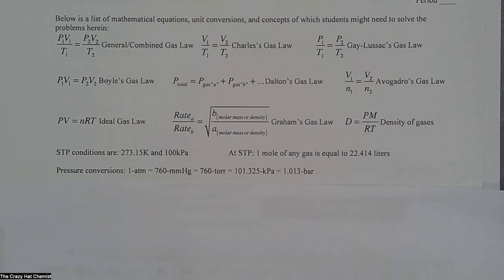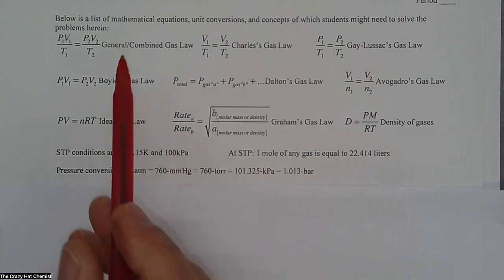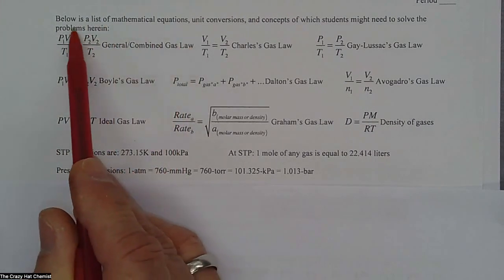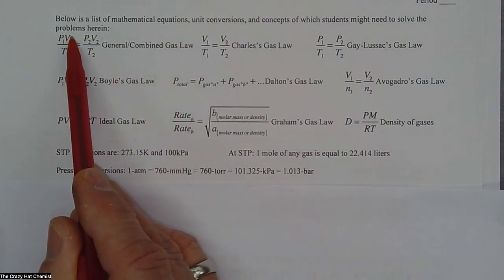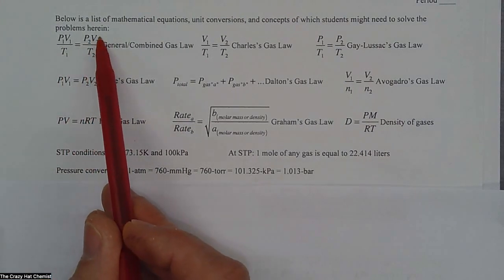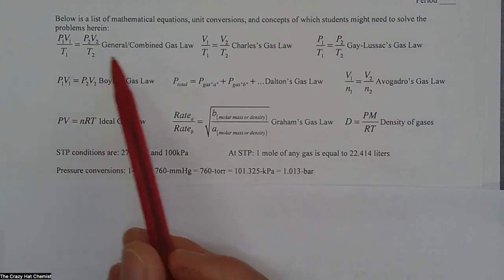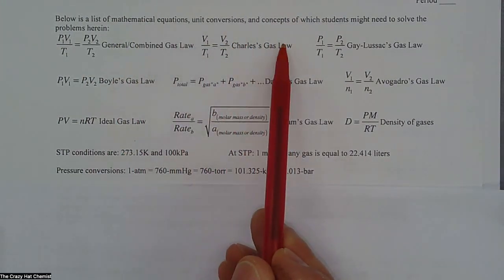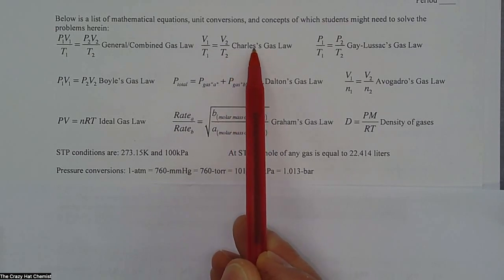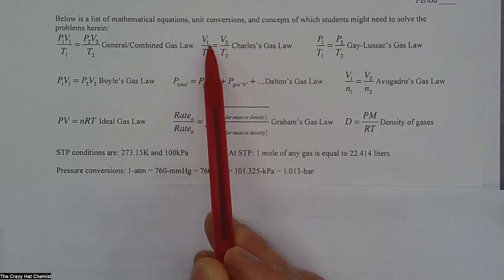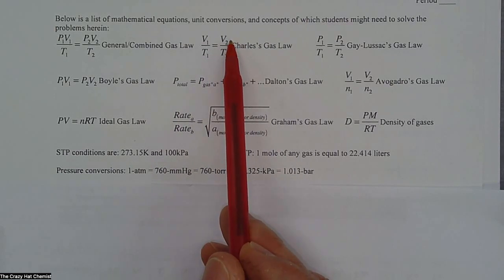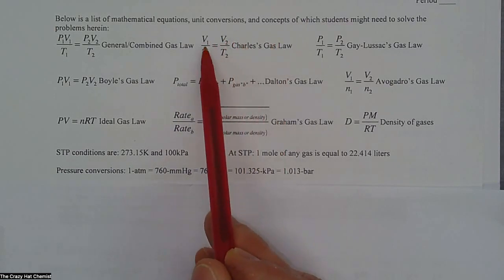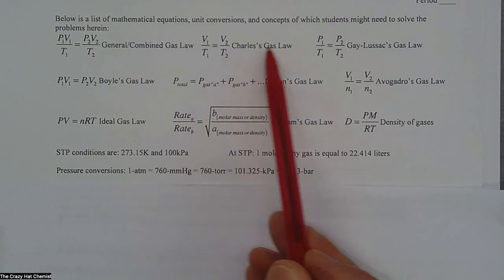Okay, so these are the mathematical equations necessary to do the mathematical problems within this unit of gases. This first one is called the general or combined gas law: P1V1 over T1 equals P2V2 over T2. This one right here is the general or combined gas law with the pressure being held constant. That is Charles' law. You should probably know the graph for that. It's V1 over T1 equals V2 over T2. That's Charles' law, where the pressure is held constant.